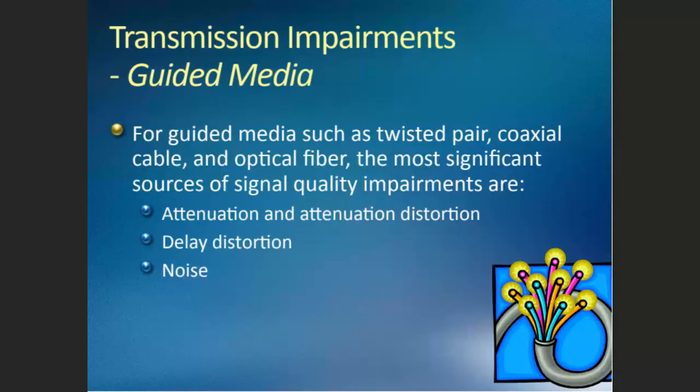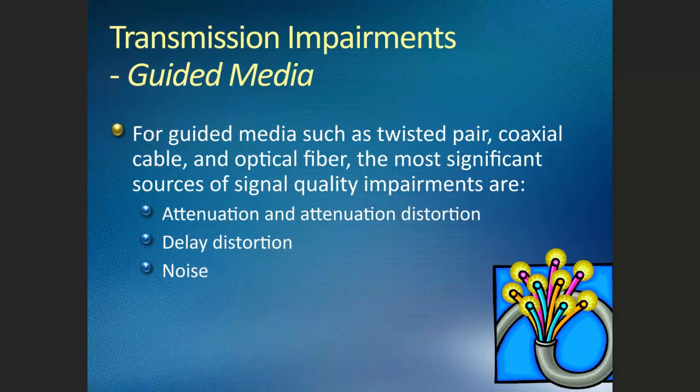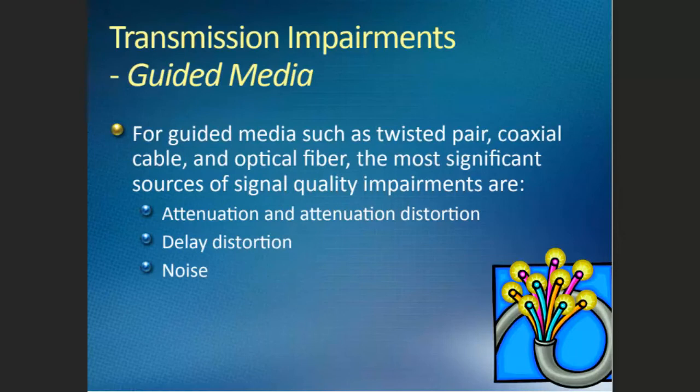So we have divided it into guided media noise or impairments. Guided media meaning like what? Guided media, meaning cabling. Copper, unshielded twisted pair, fiber optic. The main sources of signal quality impairments are attenuation and attenuation distortion. Attenuation is by nature: when a signal is traveling, it will lose some of its energy. So after some time, it will be dead.